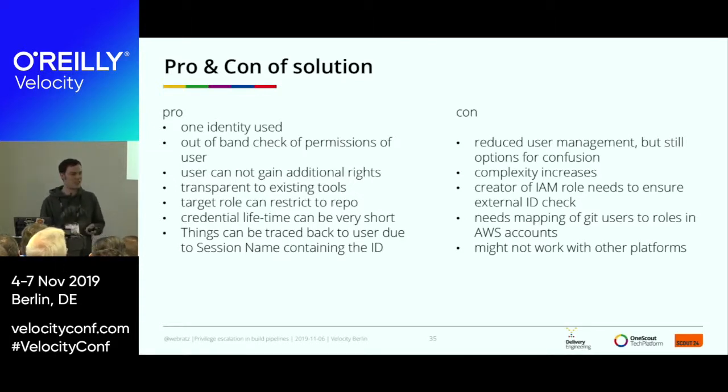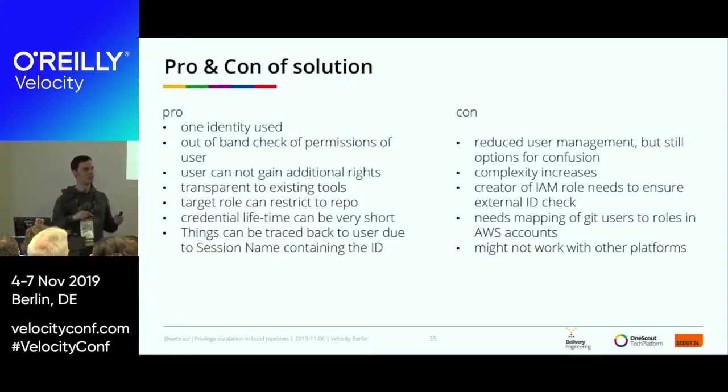The user can't gain any additional rights that they don't have at all in any account. It's transparent to existing tools. No change is needed there. The target role can ensure that only specific repos use itself and not the CI/CD system as a whole. And the credential lifetime can be very short because all those AWS SDKs are renewing automatically. So we could go down to about 10 minutes or so.